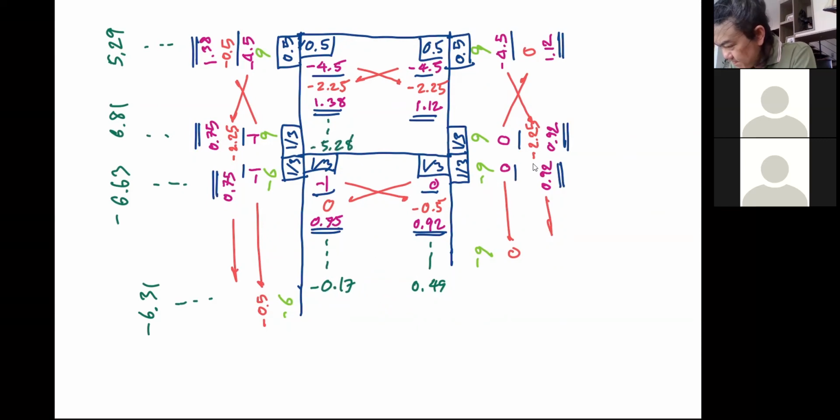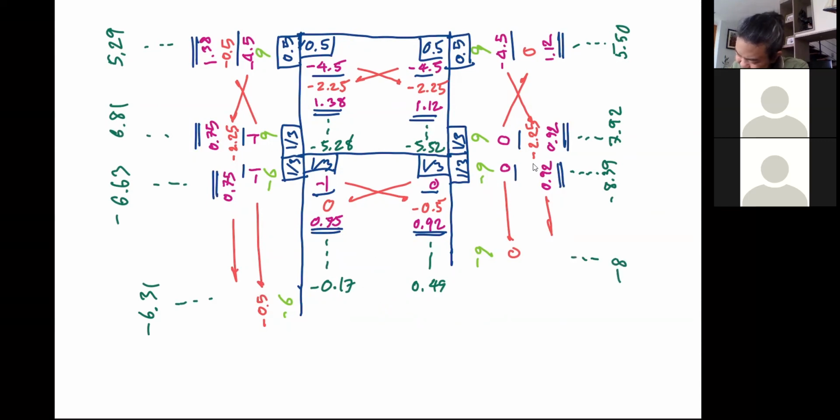5.28, minus 5.22. It's slightly off. 5.50. If you do a better job, you may get a better number, I suppose. 7.92, minus 8.39. Yeah, and then that's it. Okay, so where do we go from here? One more right here, about minus 8.7.